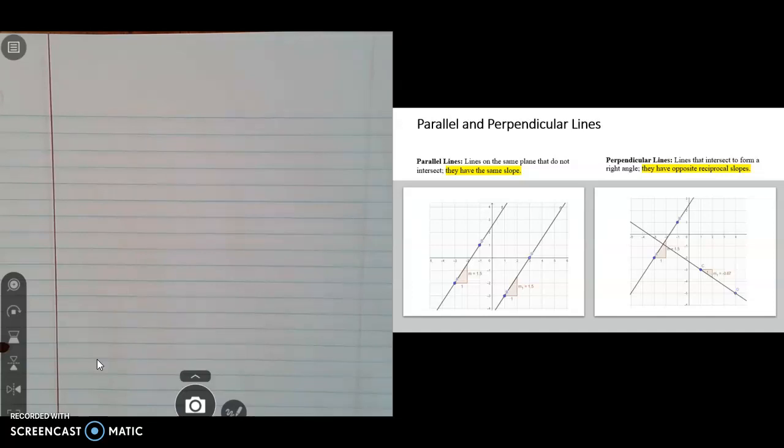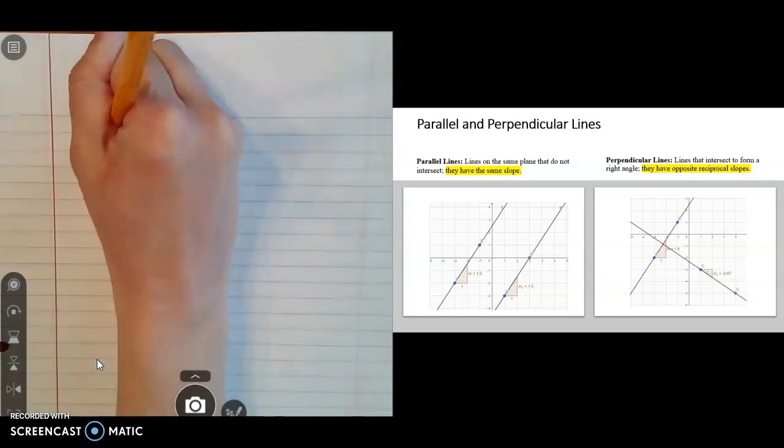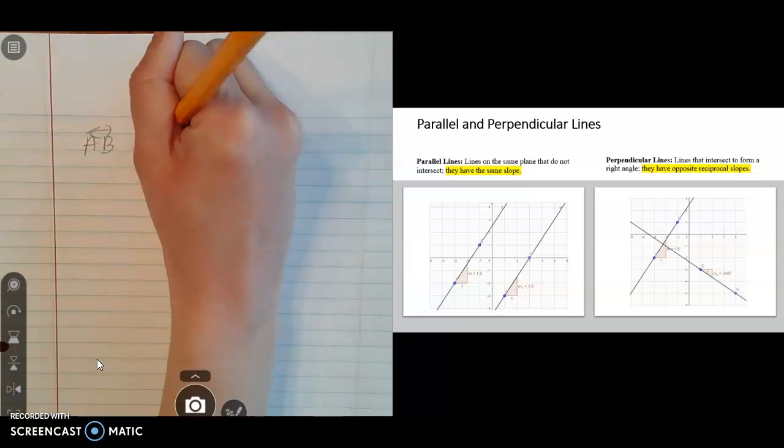Perpendicular lines are a little more interesting. Those are lines that intersect to form a right angle. And when you look at the slopes of those lines, they have opposite reciprocal slopes. So in the example that I have, the lines AB and CD are perpendicular to each other. They form a right angle when they intersect. And AB has a slope of 1.5, or that's 3/2.